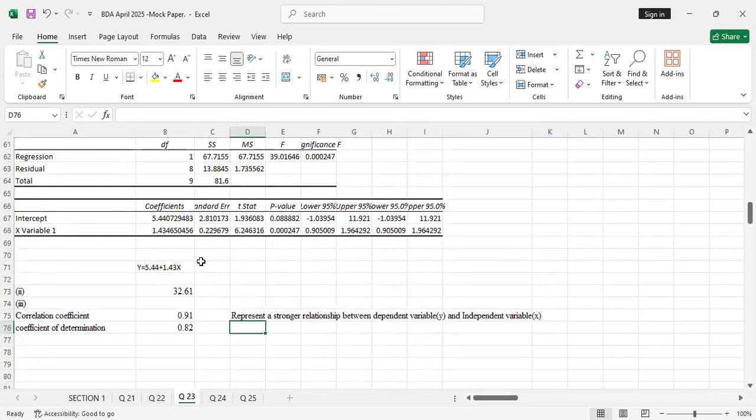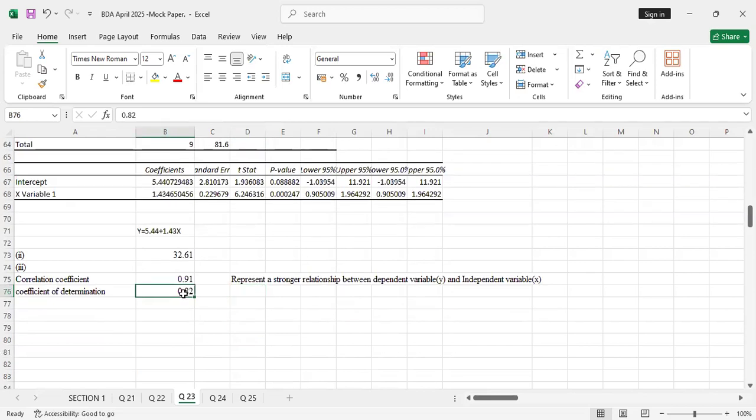It always indicates how well a statistical model predicts the outcome, which is the dependent variable in that case, based on the input variables, which are the independent variables. So it essentially measures the proportion of variance in the dependent variable that is explained by the model. A higher R square value is closer to 1 or 100%. You can see this is 0.82, so when we change this into percentage, it will give us 82%.